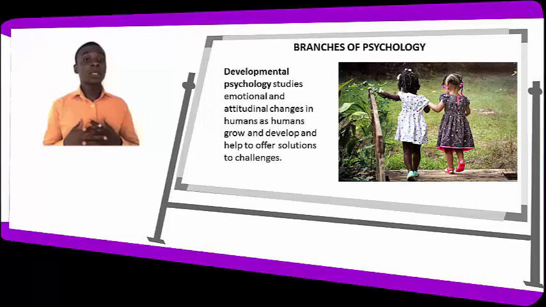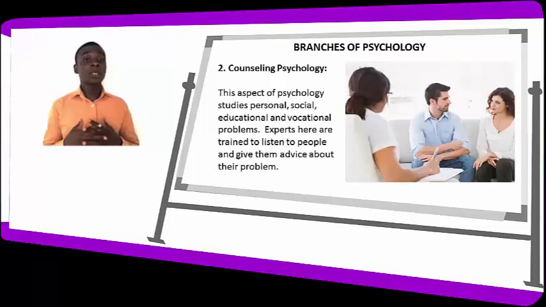So the next branch of psychology is counseling psychology. Counseling psychology is an aspect of psychology that studies personal, social, educational, and vocational problems. It studies personal, it studies social, it studies educational, and it also studies vocational problems. So in counseling psychology, the experts are trained to listen to people and give them advice about their problems. So we have a counseling psychologist.